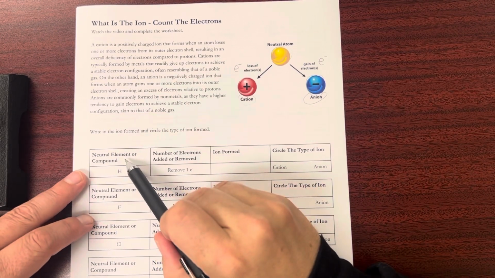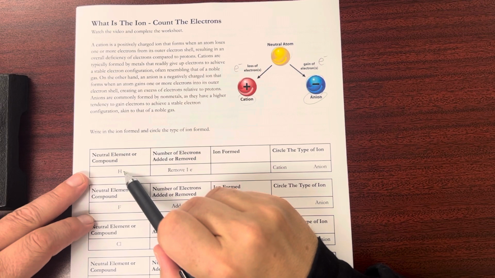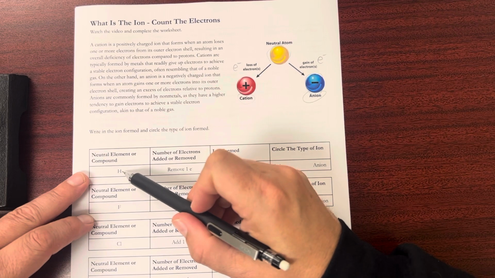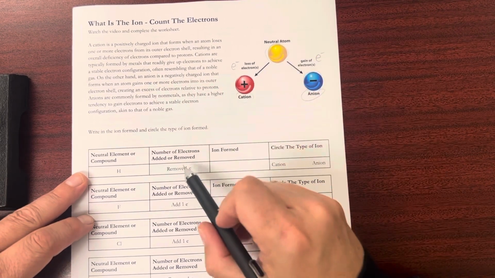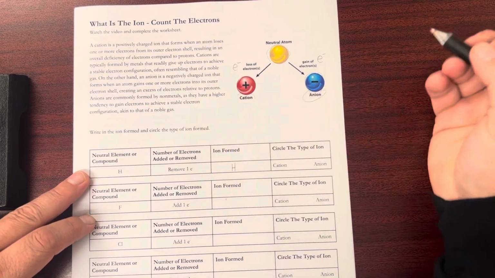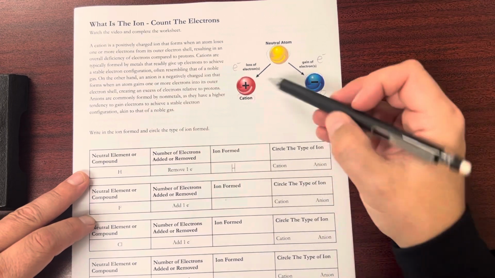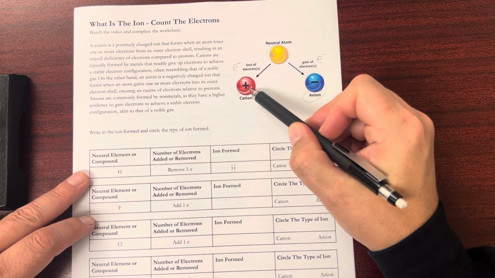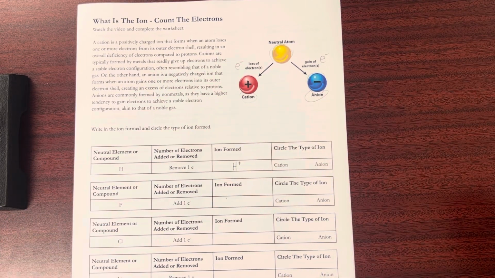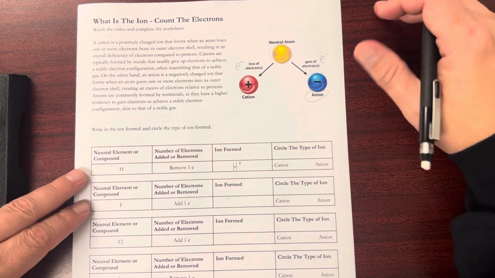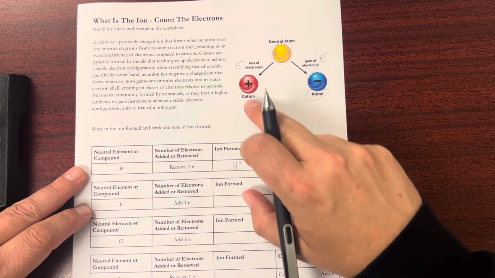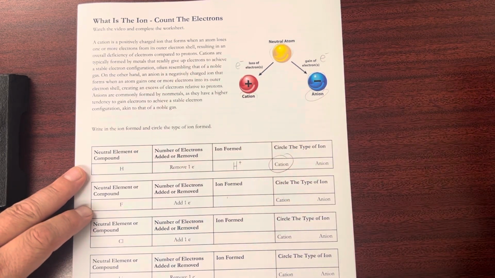So our neutral element here is hydrogen. That's our neutral atom. It's got an equal number of protons and electrons. And I'm saying we're going to remove one electron. So the ion formed is still hydrogen, but I've removed an electron. I lost an electron, that made it positive. So we put a plus. Now that's one plus, but we don't need to put a one. If you do, it's not the end of the world. So we have H plus, that makes it a cation, and we're just going to circle cation.